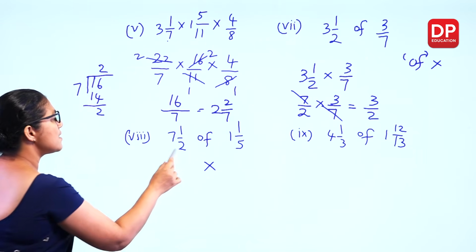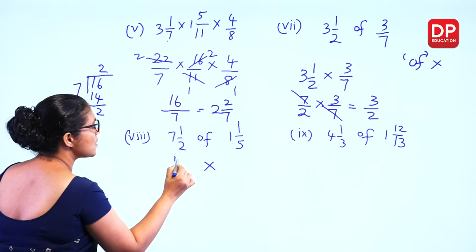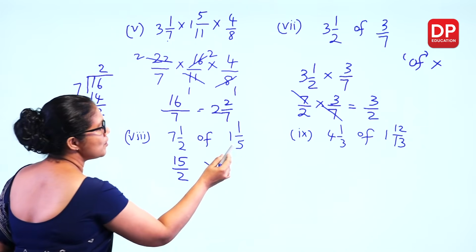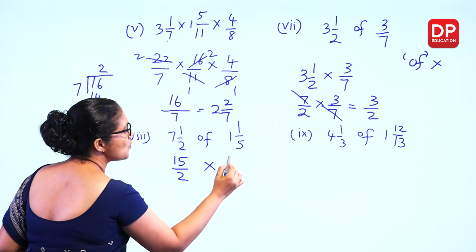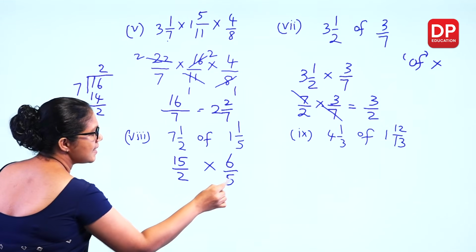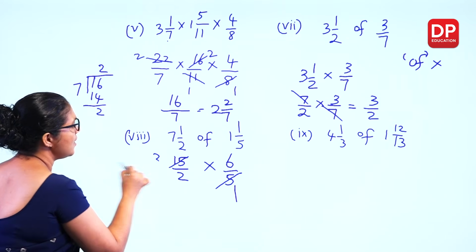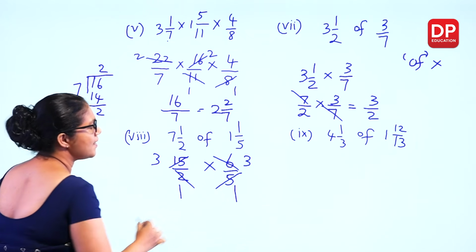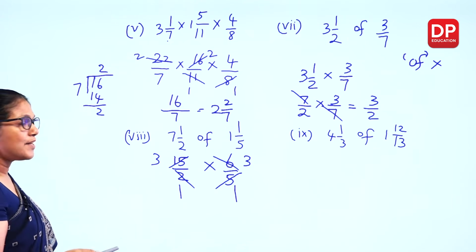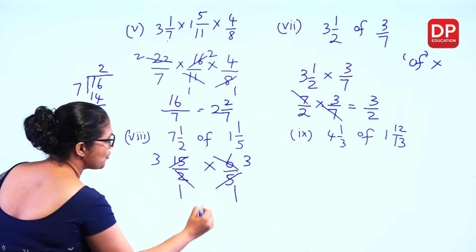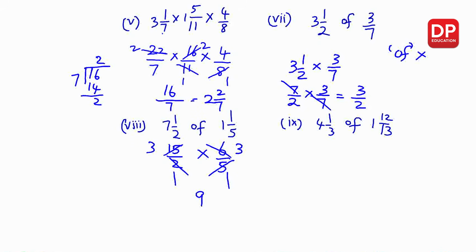Convert this mixed number. 7 times 2 is 14. 14 plus 1 is 15 over 2. 1 1/5. How can you convert? 5 times 1 is 5. 5 plus 1, 6 over 5. Now simplify. I can see 5 with this one, 3. 2, I can simplify with 6 and write 3 here. Now multiply the numerators separately and denominators separately. You get 3 times 3, 9. 1 times 1 is 1. So you can keep the answer as 9.